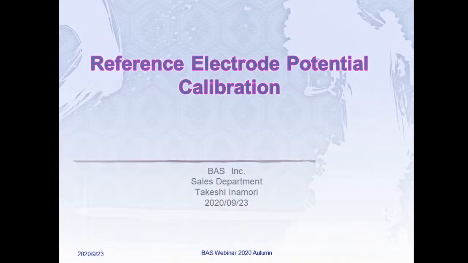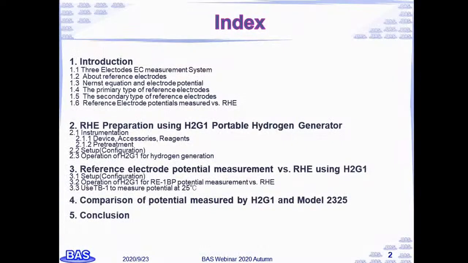Alright, I'll get started. The title is Reference Electrode Potential Calibration. Here's the index of today. Today, we'll show one of the fundamentals of electrochemistry, the reference electrode. We'll show you some representative types of reference electrodes. We'll also introduce a newly released H2G1 portable hydrogen generator to you.